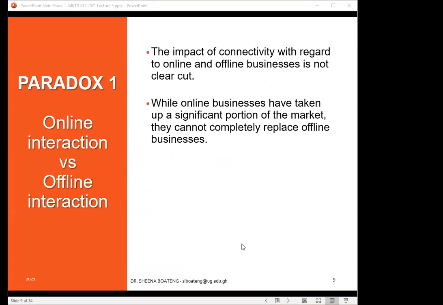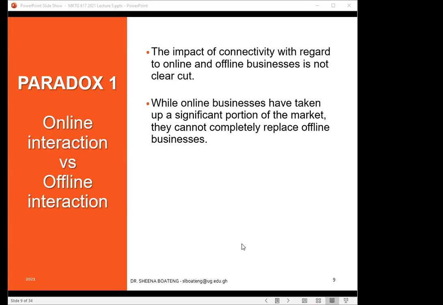So let's start with the first paradox that has to do with online interaction versus offline interaction, right? Now here we are talking about the fact that the impact of connectivity with regard to the online and offline activities that we engage in as a business is not clear-cut, right? Because even though a lot of businesses are largely operating online, they still need to a large extent certain amounts of offline business activity to facilitate the smooth implementation of their online activities. True or false?